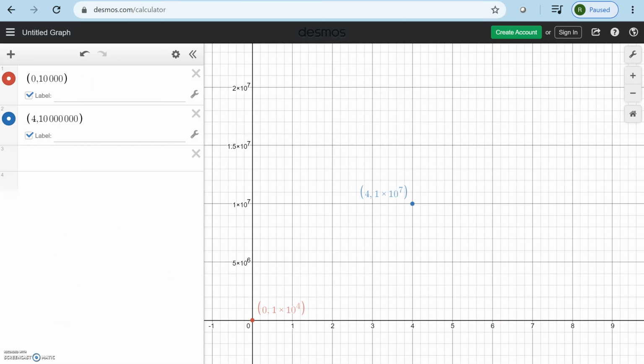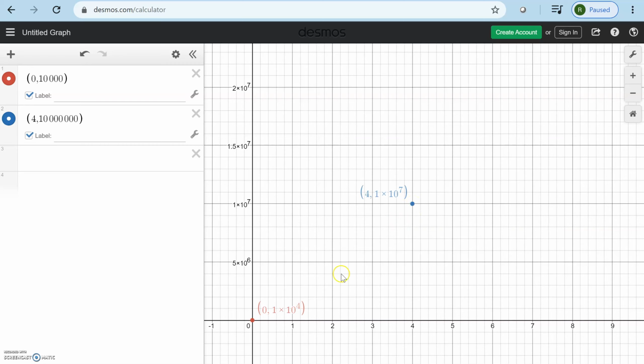So you might be wondering whether or not the equation that we've used to describe this population growth seems reasonable given the information that we know about the growth. We know that at time 0 we had 10,000 cells, and that's represented by this point here, 0, 10,000. And then we know after 4 hours we have 10 million cells, and that's represented by this blue dot here.